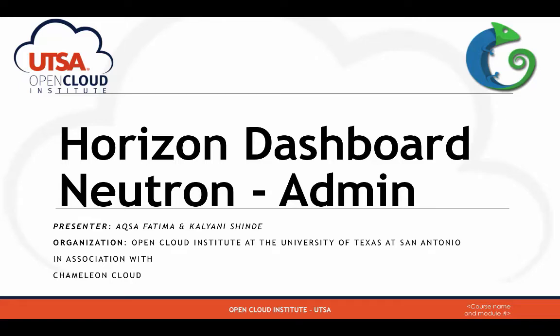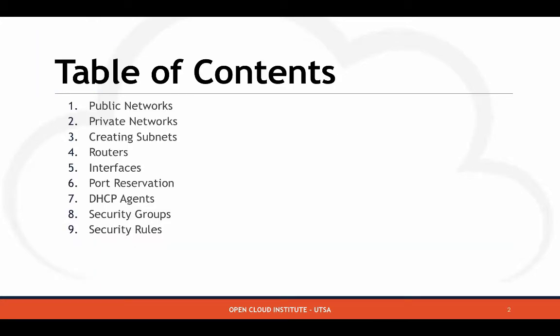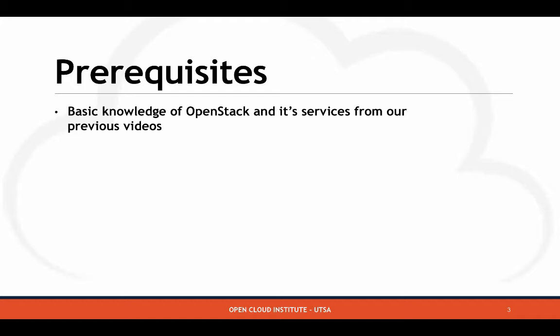In this tutorial, we'll be studying how to use the concepts and features of the Neutron service in OpenStack using the Horizon Dashboard. As a part of this tutorial, we'll be learning about public networks, private networks, creating subnets, routers, interfaces, port reservation, DHCP agents, security groups, and managing security rules. We assume that you have a basic understanding of OpenStack and its services. You can refer to our previous videos to get an understanding of OpenStack.